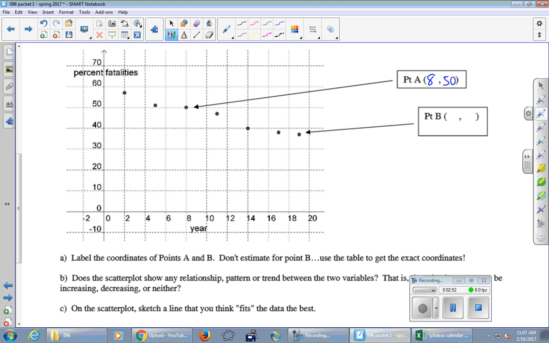And then point B here, what does it look like the t is? Maybe 19, and then the y, I don't have a lot of confidence. Maybe it's 37, maybe it's 38. But look at the table. What does it say for 99, the last data point? 37. Great. So this is (19, 37). Just grab it from the table, the very last one.